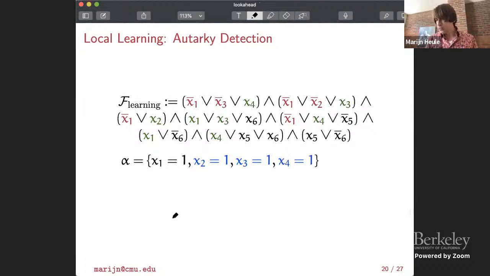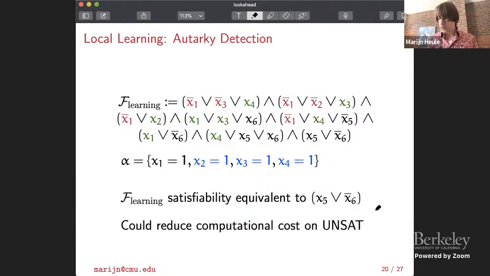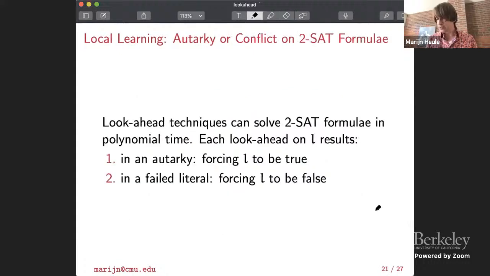Now we do, for example, a look ahead on x1, which results in the assignment that x2, x3, x4 are also assigned to true. Notice that all the clauses that are touched by the assignment have satisfied literals, a green literal, and therefore the formula is satisfiability equivalent to x5 or not x6. And this technique can also help to reduce the computational cost on unsatisfiable instances.